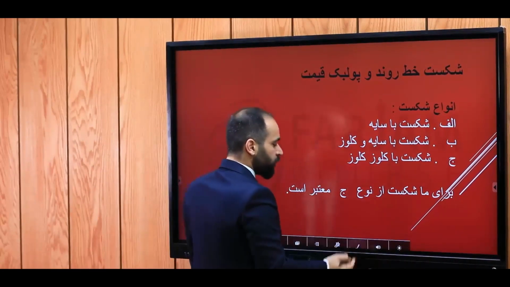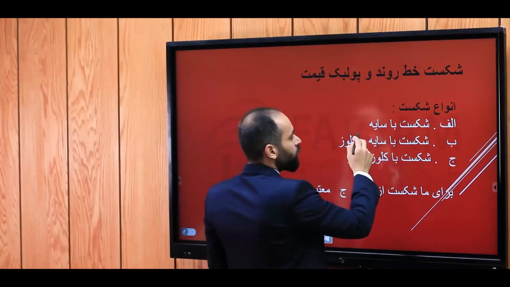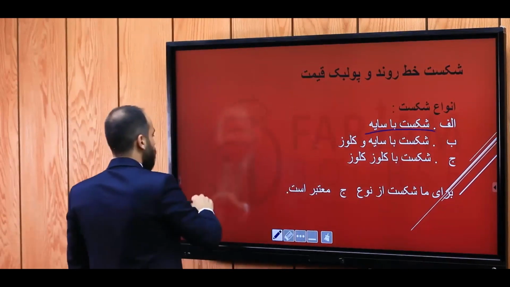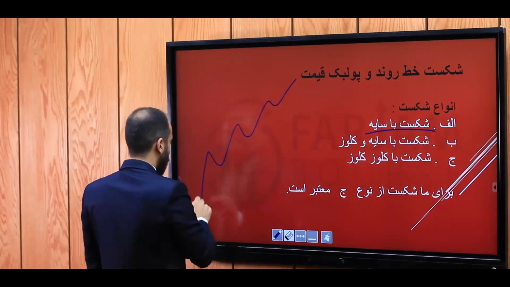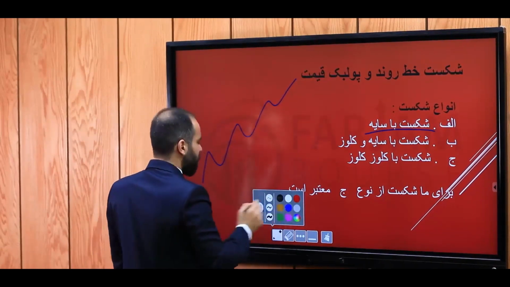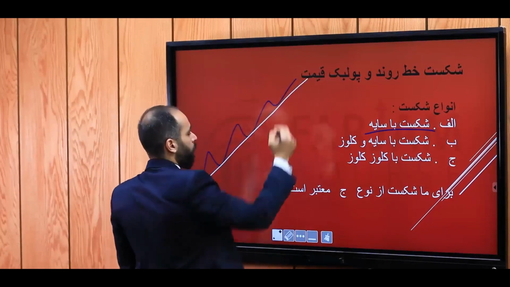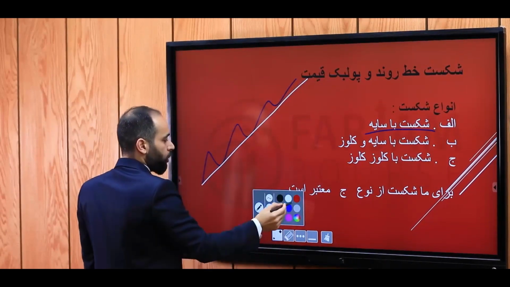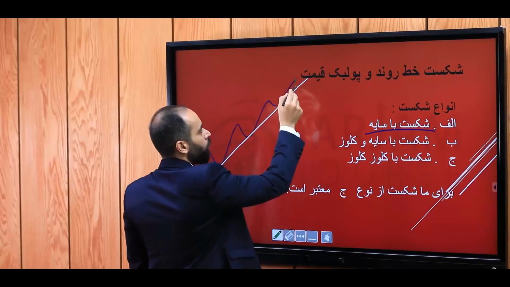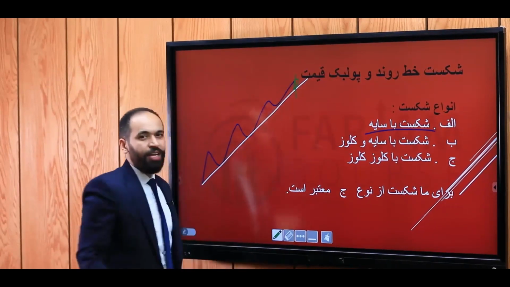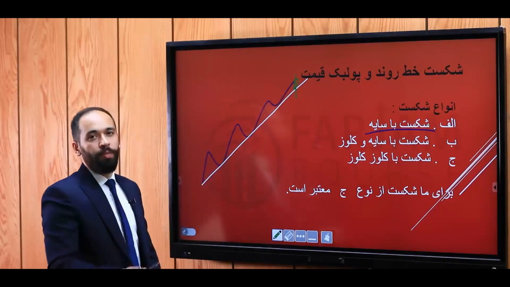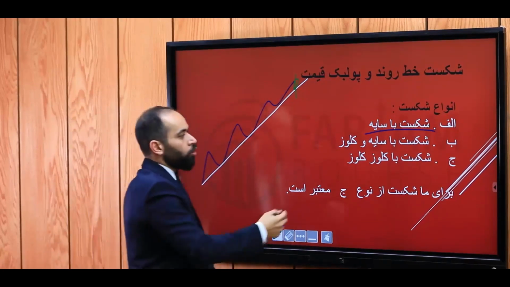What are the types of breakouts? The first type of breakout is a breakout with a shadow. What does that mean? It means if we have a trend here, right? And we draw a trend line relative to it. And when the market starts, our trend is broken by a single candlestick, meaning with just the shadow of one candlestick, it goes below the trend line. This is commonly referred to as a breakout with a shadow, or with the same shadow.